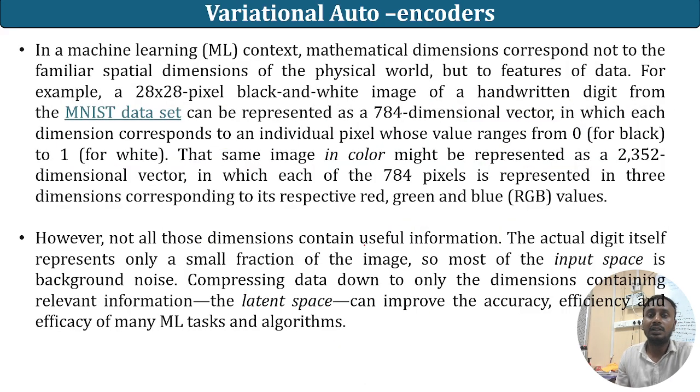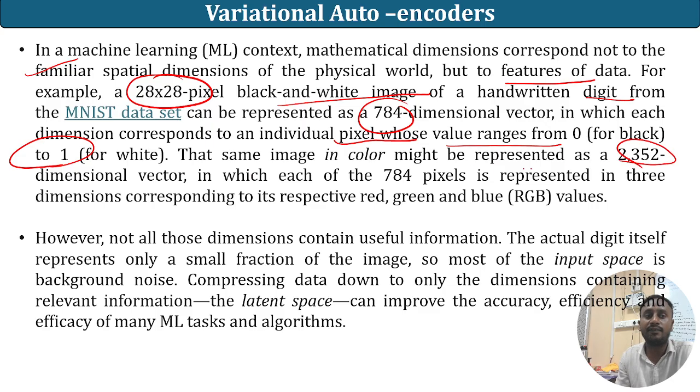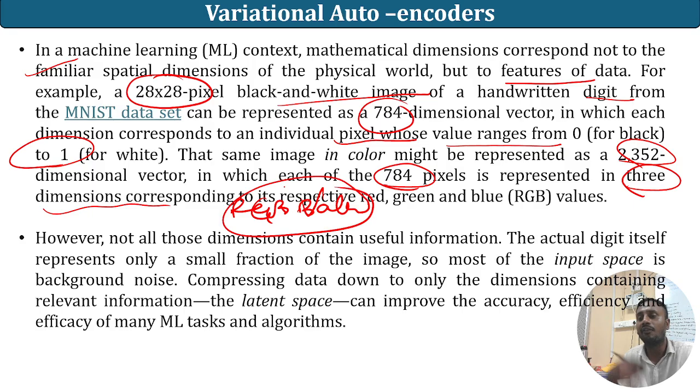In machine learning, mathematical dimensions correspond not to physical spatial dimensions, but to the features of the data. For example, a 28 by 28 pixel black and white image of a handwritten digit can be written as a 784-dimensional vector in which each dimension corresponds to an individual pixel. Their values range from 0 to 1. The same image in color might be represented as a 2352-dimensional vector, in which 784 pixels are represented in 3 dimensions, the RGB values. It's a way of representation.